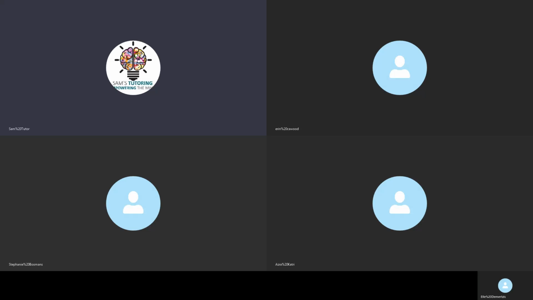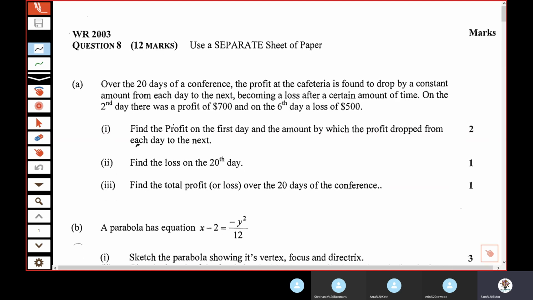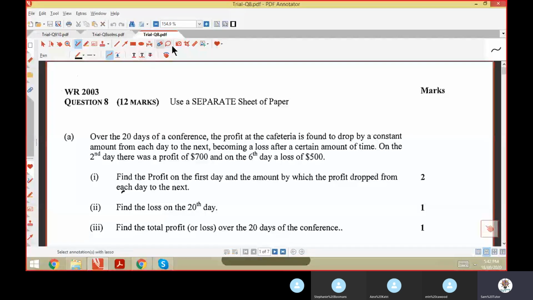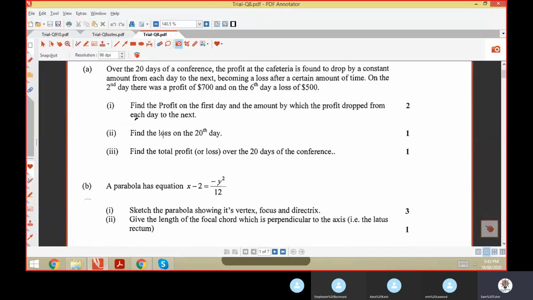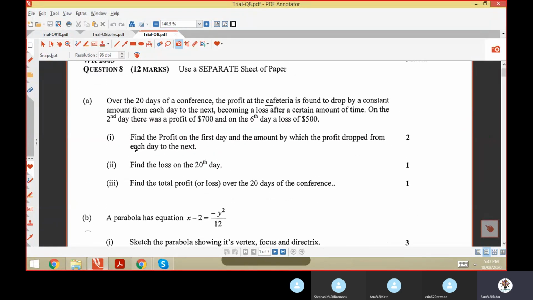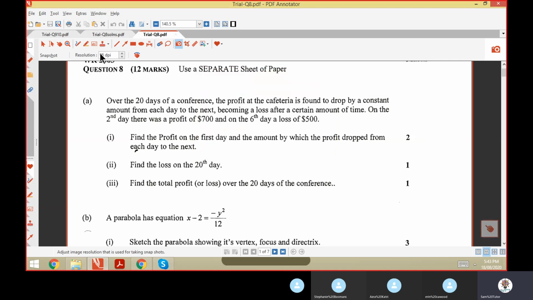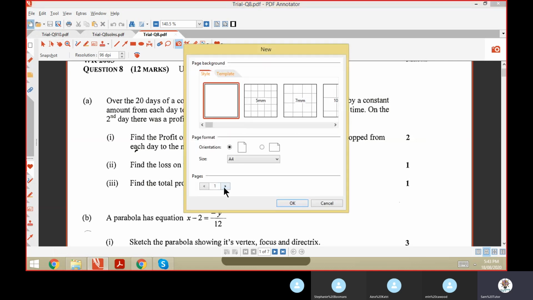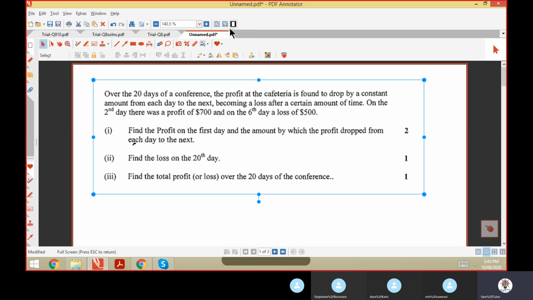In the trial papers. Okay. Over the 20 days of a conference, from a profit. Yep, that's allowed. That's part of financial maths. Okay.